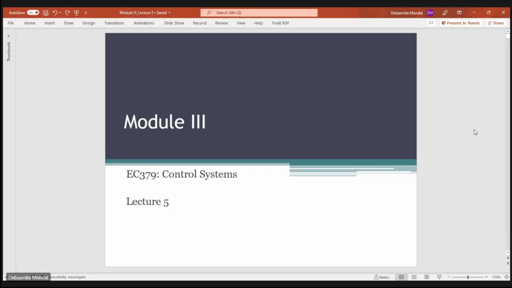So in today's class, we'll continue talking about the different types of time response specifications. These time response specifications, as we have already mentioned in the last class, are mainly important from the design point of view. Suppose you are a designer and you want to design a control system and set the parameters of the control system in such a way that certain specifications in the output are met.